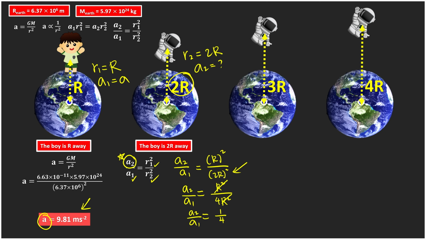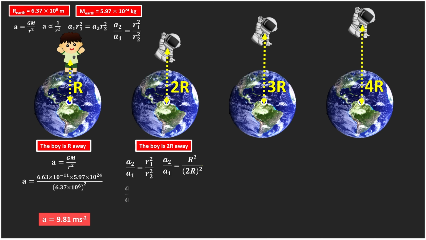If I were to move the A1 to the right hand side, I will have A2 equals 1 over 4 A1. So this means that when we are at the distance of 2r away from the center of the Earth, we will experience only 1/4 of the initial acceleration when we are on the surface of the Earth.